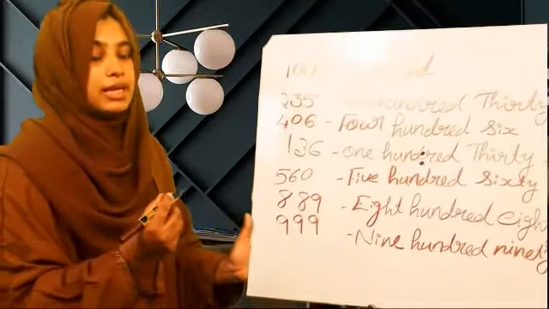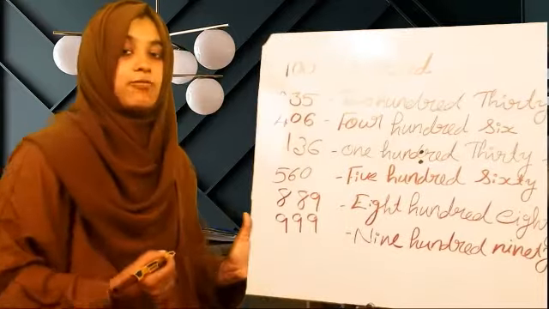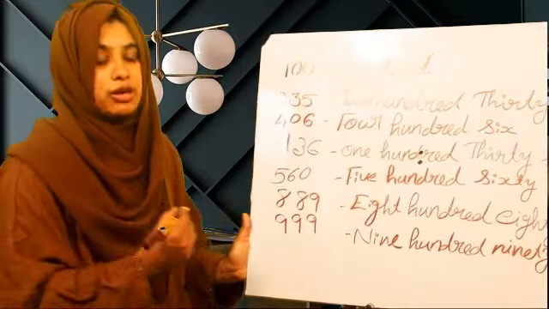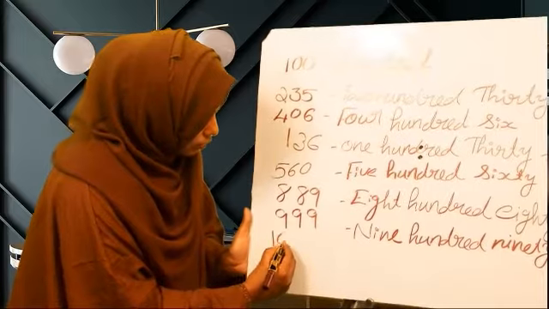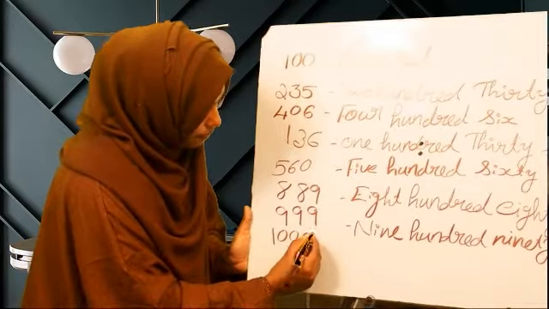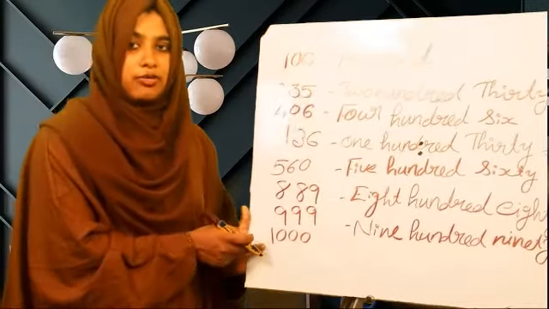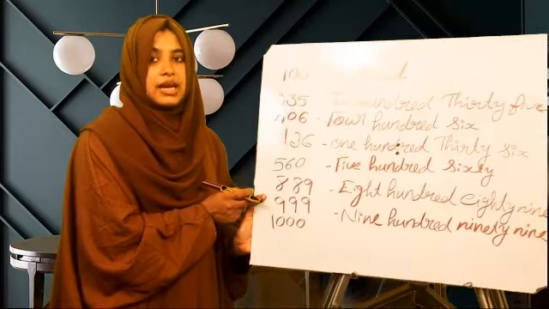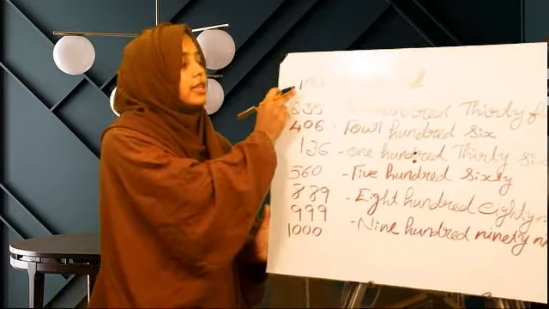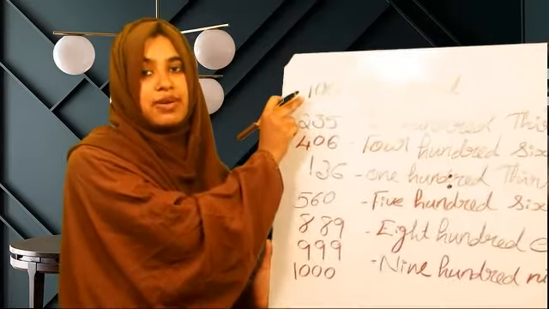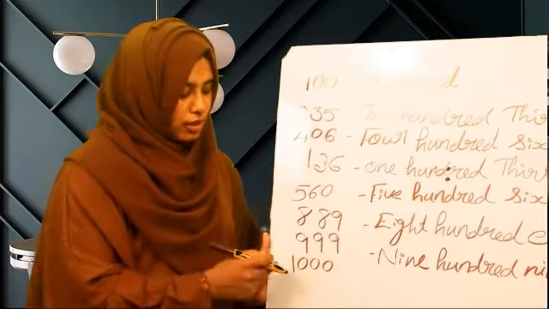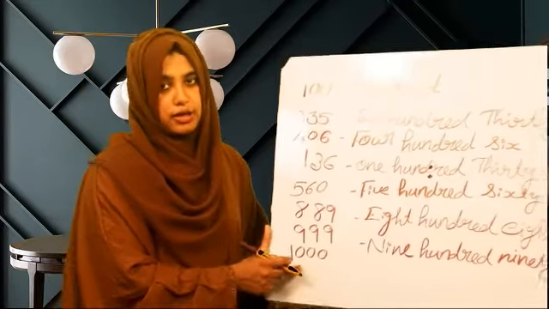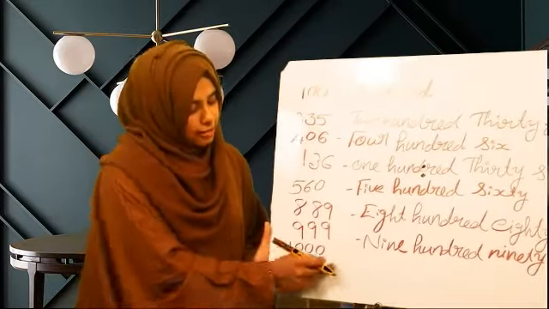Last, we want to write 1000. This is a 4-digit number. What is the smallest 4-digit number? 1000. The smallest 4-digit number is 1000. The biggest 3-digit number is 999. The smallest 3-digit number is 100. Then 0, 0, 0, and then 1. This is 1000.